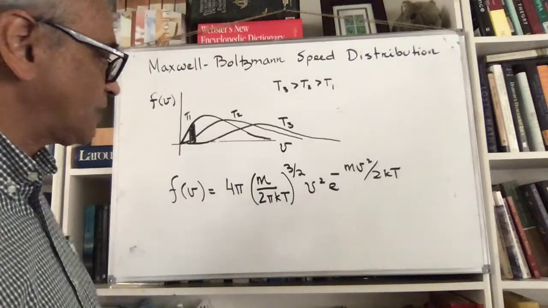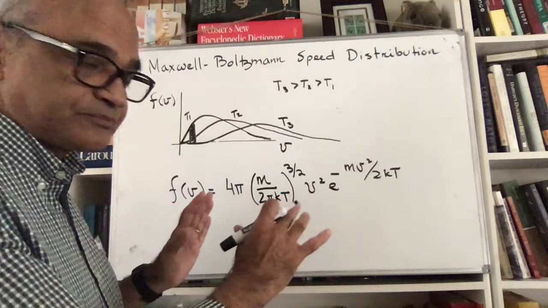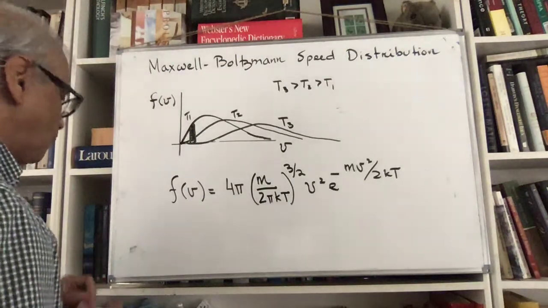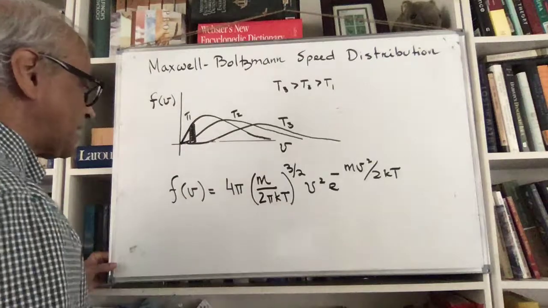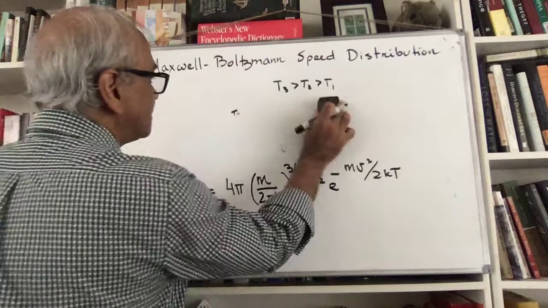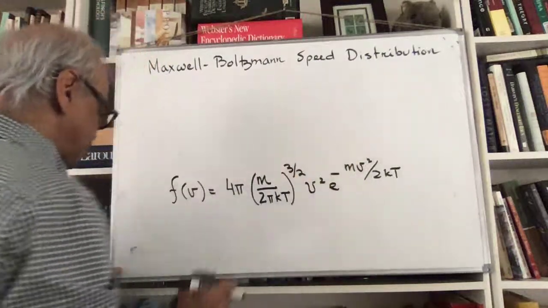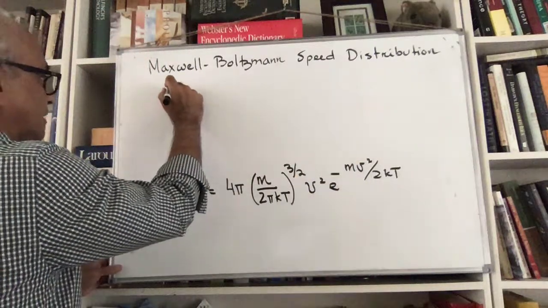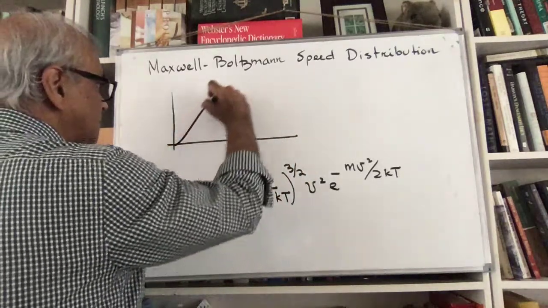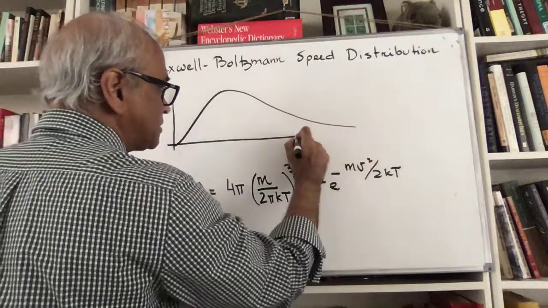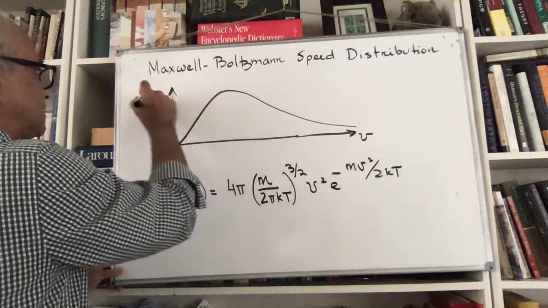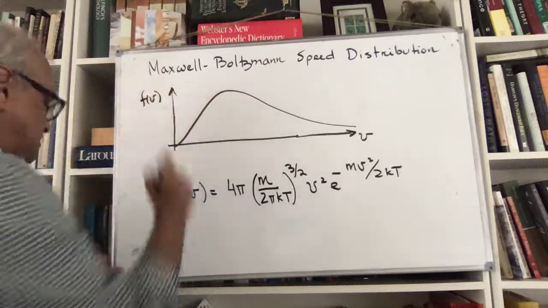So first, let's look at that. This is your probability distribution, and we can do a number of things with it. Let me just erase this graph, and I'll show you what we can do. So let's say that this is the high energy tail, right? Your velocity increases that way, and this is the probability distribution right here.